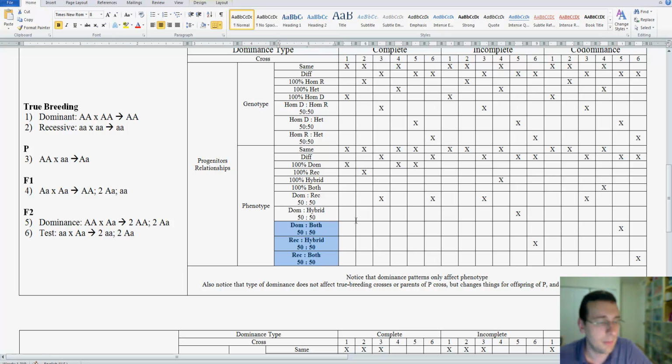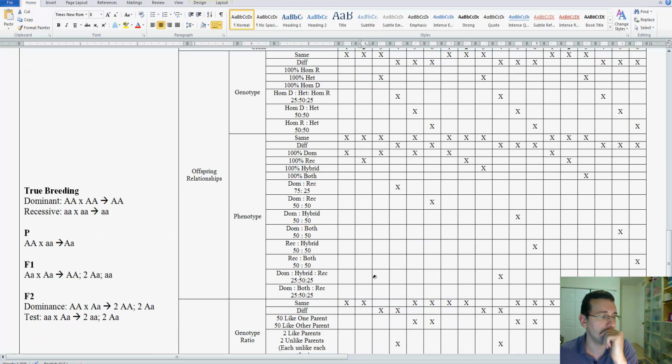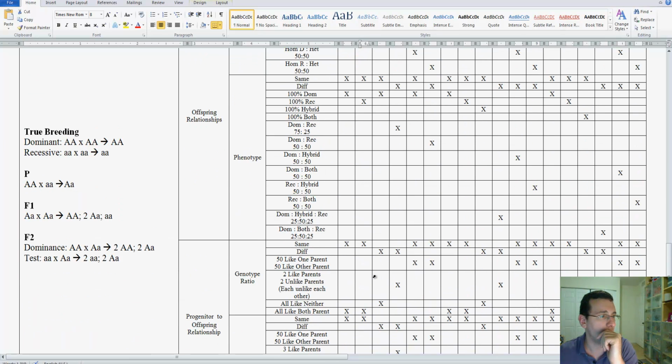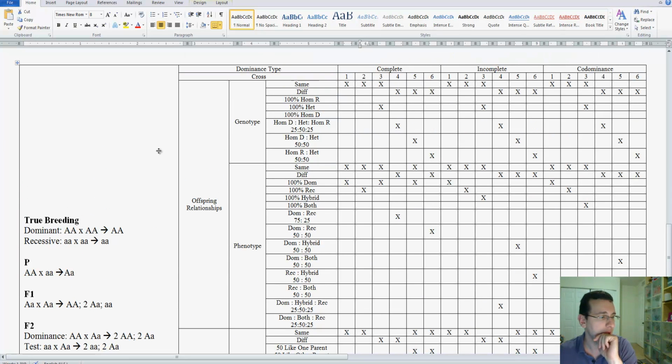Now, so you see, you can identify which cross they're talking about by listening to what they're saying about the composition of the parents. So that's what you have to research. All right? Now, let's look at the offspring relationships and see if we can learn something from them as well. So, if they say all the children have the same genotype, which cross could they possibly be talking about? That could be any of the true breeding crosses or the P cross. And it doesn't matter which dominance relationship you're talking about because we're talking about genotypes here.